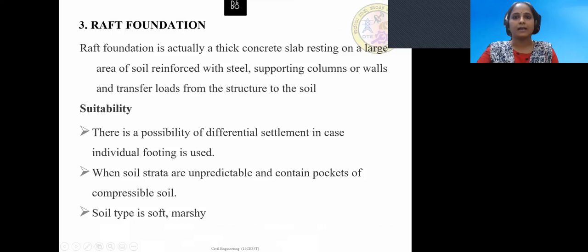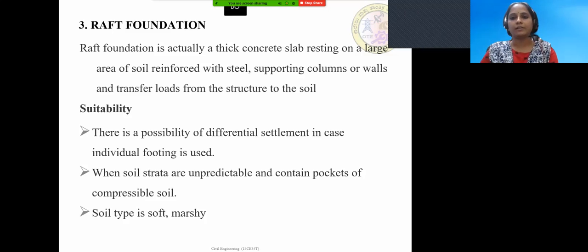See, this raft foundation is usually a thick slab resting on a large area of soil. It's reinforced with steel. It will be provided with columns and walls to transfer the load from the structure to the soil level, or to the foundation level.